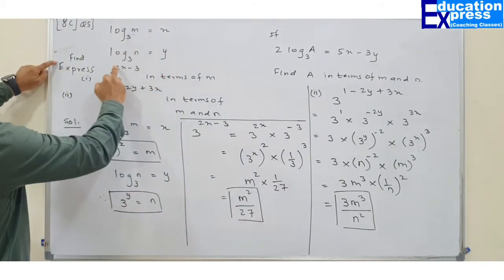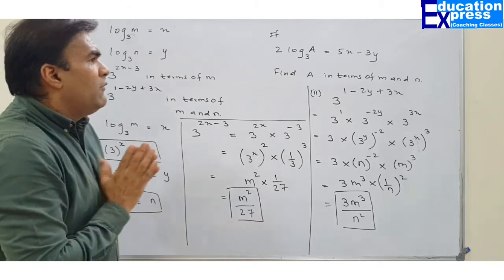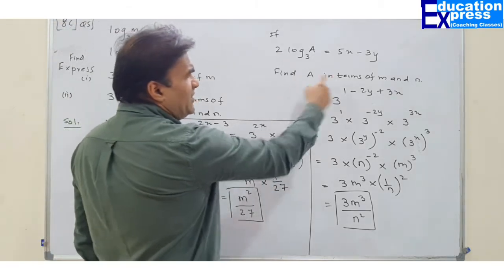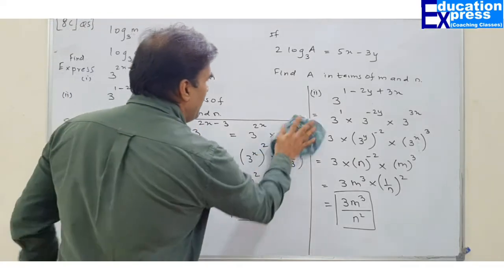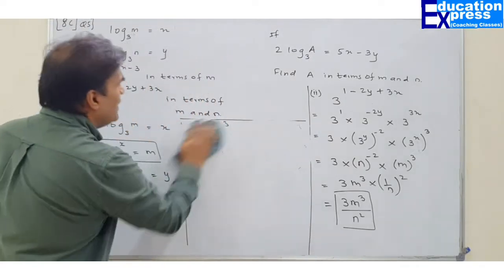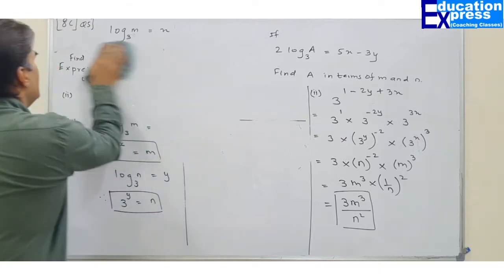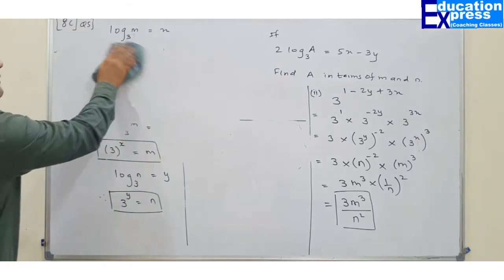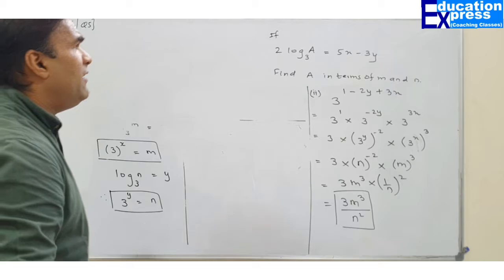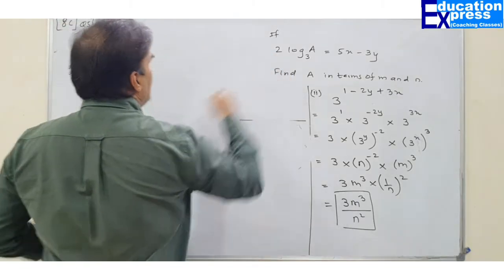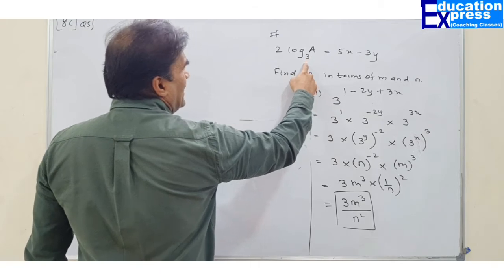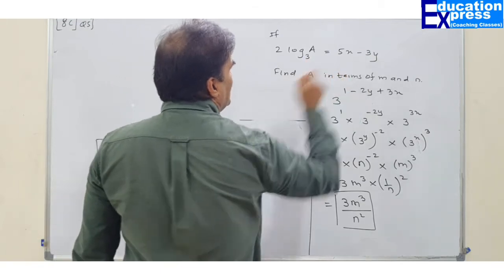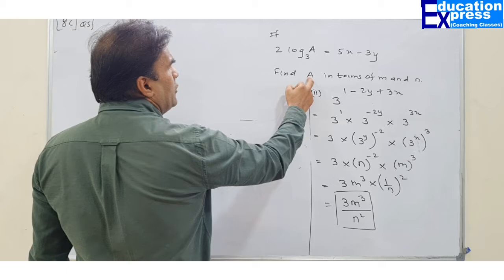This was the first part, and the second part. We are yet left with the third part, which is this. Let me do the third part also. So, what is given to us in the question? What is available with us is that they have mentioned 2 times log of a to the base 3 is 5x minus 3y. We have to find the value of a.